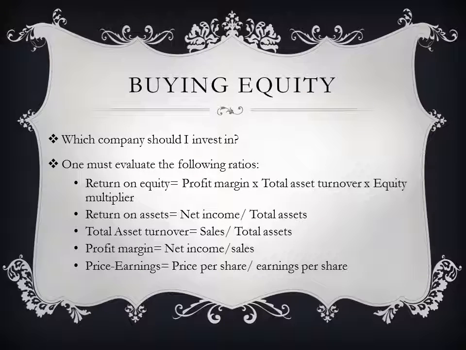The last portion of the project is deciding which company I want to invest in. We'll be looking at several ratios. The return on equity equals profit margin times total asset turnover times equity multiplier. The return on assets equals the net income divided by total assets. The total asset turnover equals sales divided by total assets. The profit margin equals net income divided by sales. And the price earnings ratio equals the price per share divided by earnings per share.